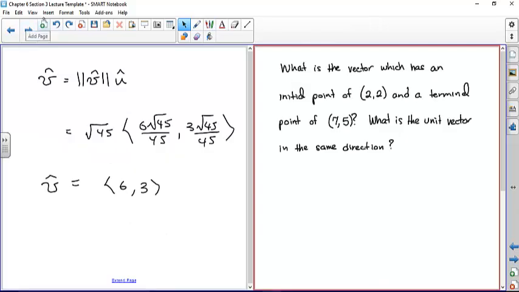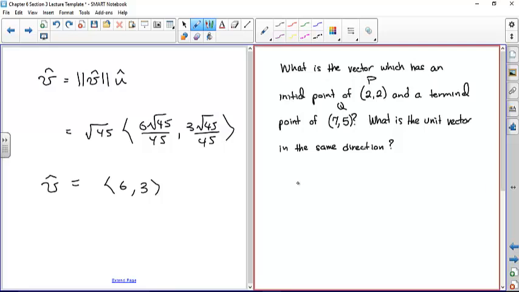Okay, so let's look at another example. What is the vector which has an initial point of (2, 2) and a terminal point of (7, 5)? What is the unit vector in the same direction? So we'll call this P, this is Q.